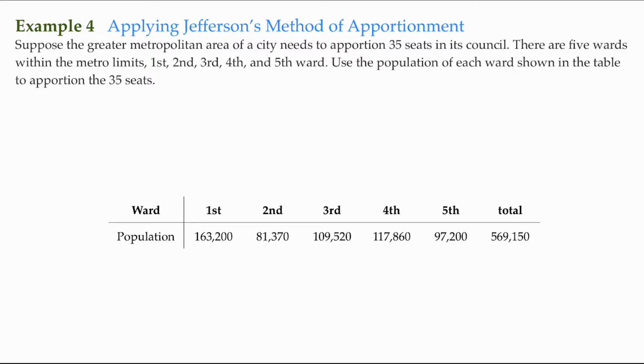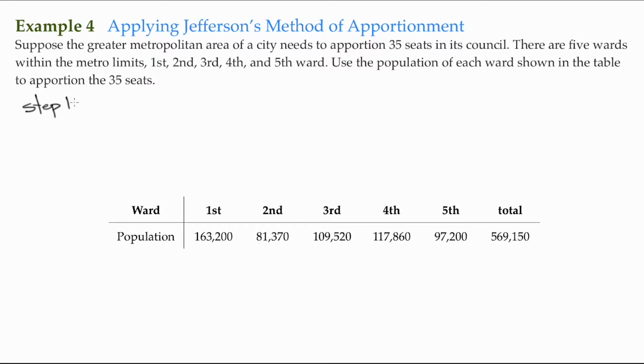There are 5 wards within the metro limits: the 1st, 2nd, 3rd, 4th, and 5th ward. Use the population of each ward shown in the table to apportion the 35 seats. So here we have this table. We have a total population of 569,150, and we have these subgroups: 1st, 2nd, 3rd, 4th, and 5th ward, and we want to apportion 35 seats. So the first step of Jefferson's method is the same as Hamilton's first 3 steps.